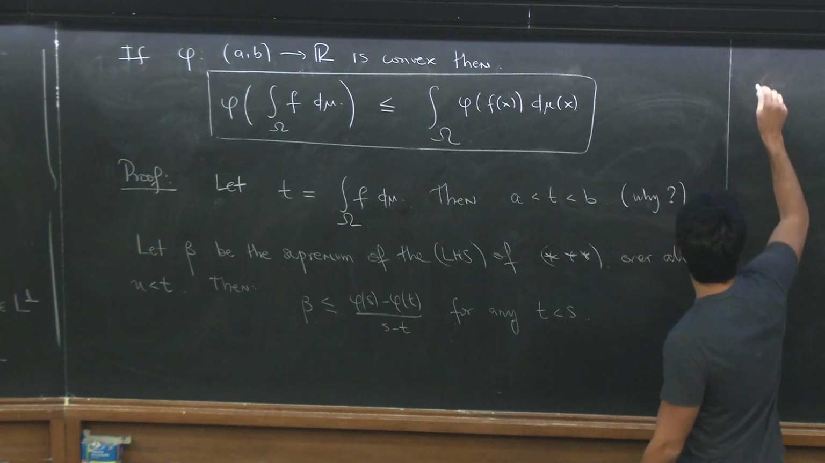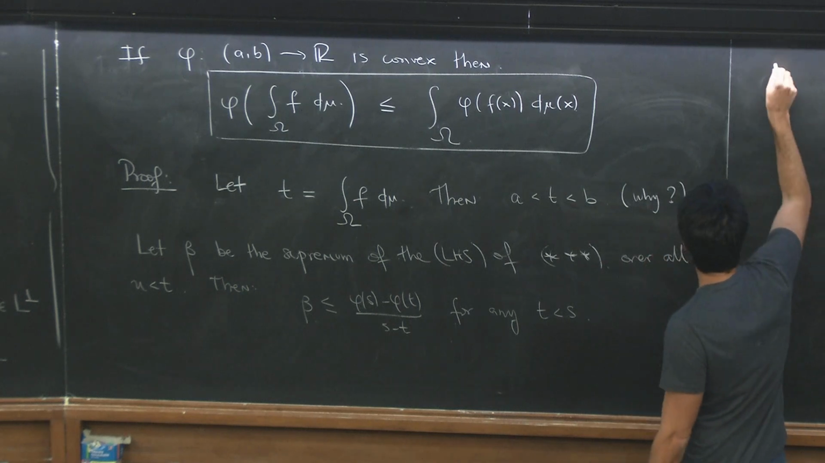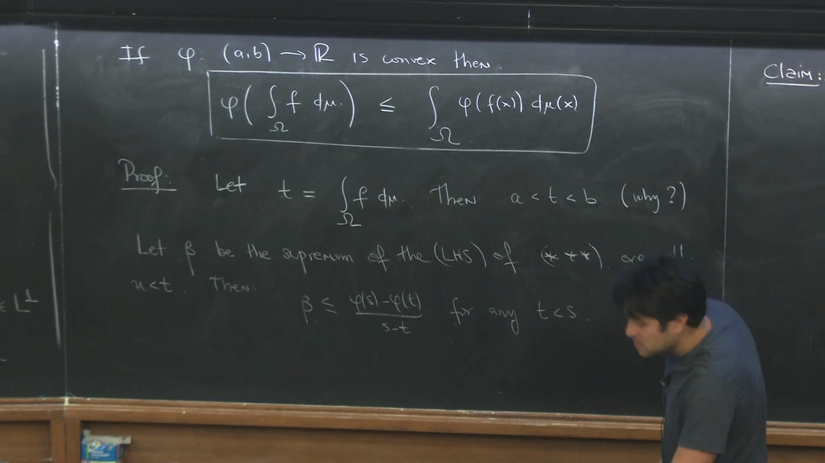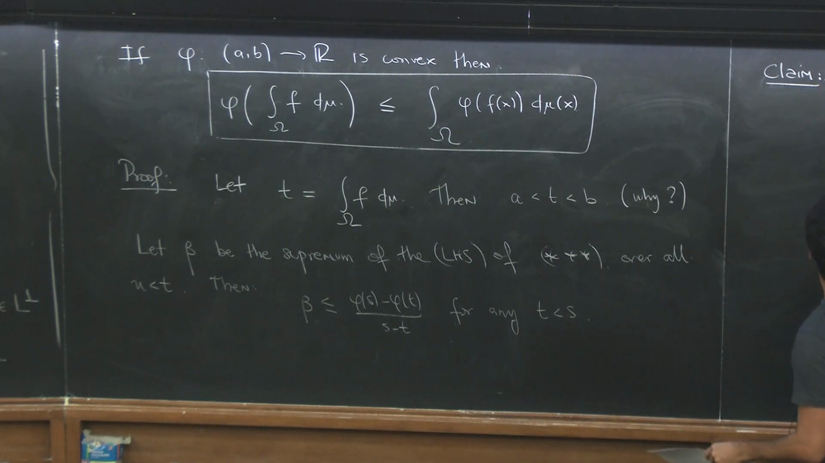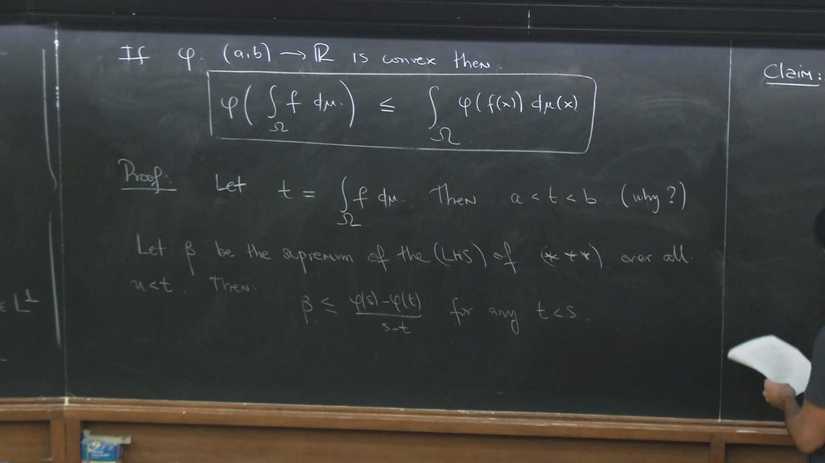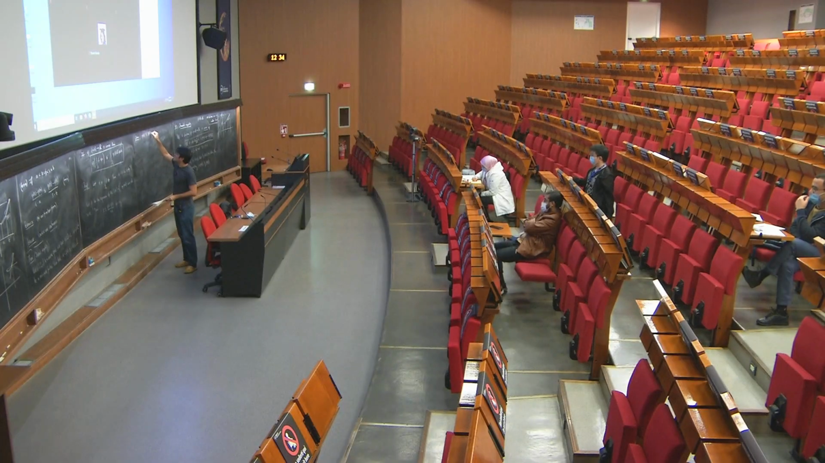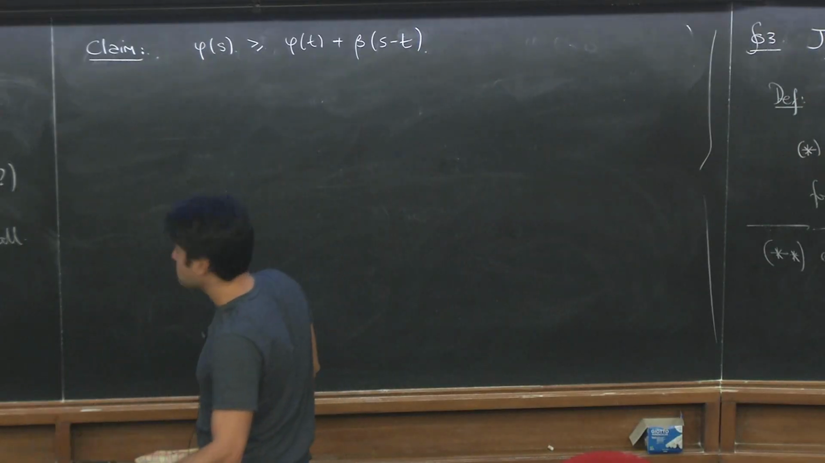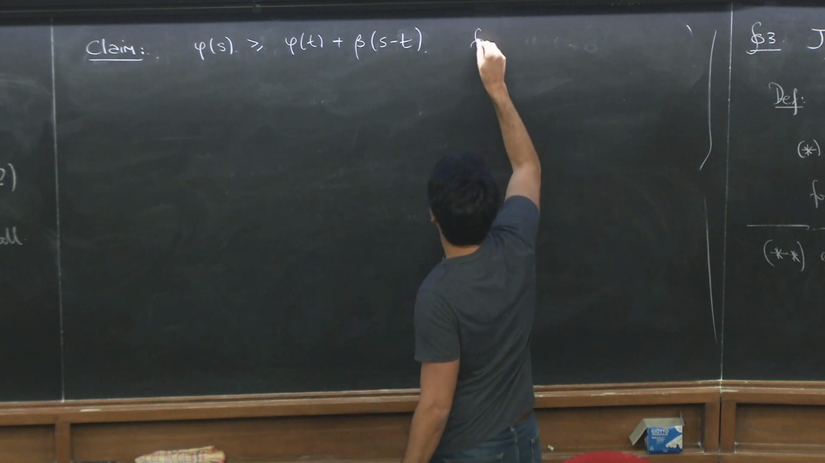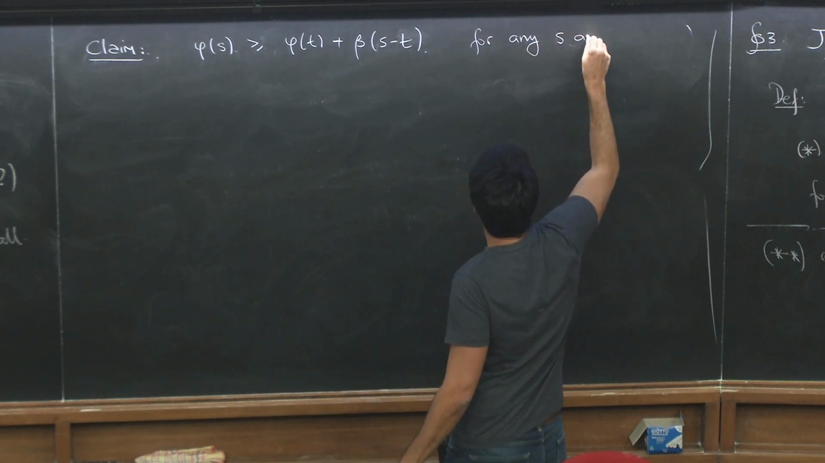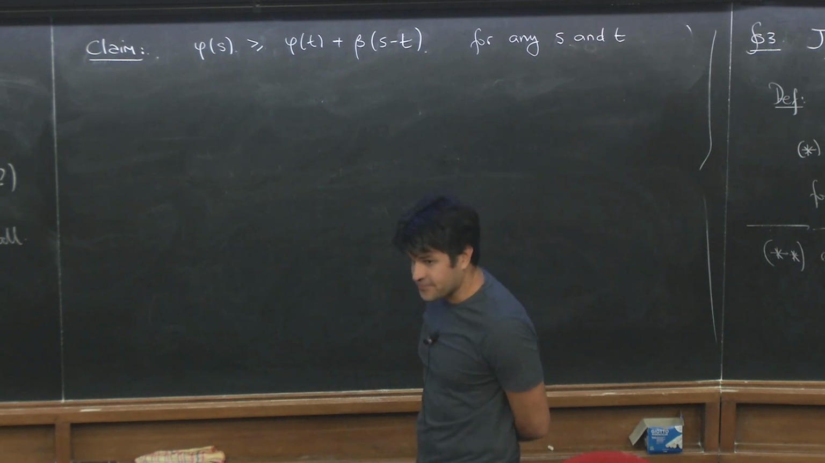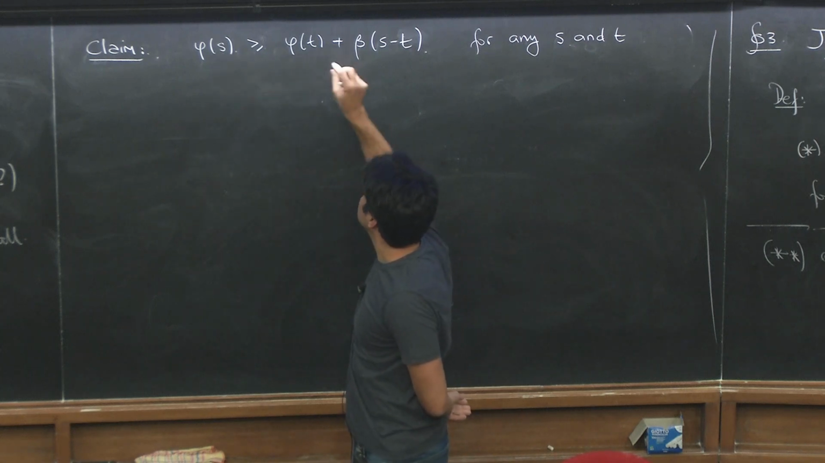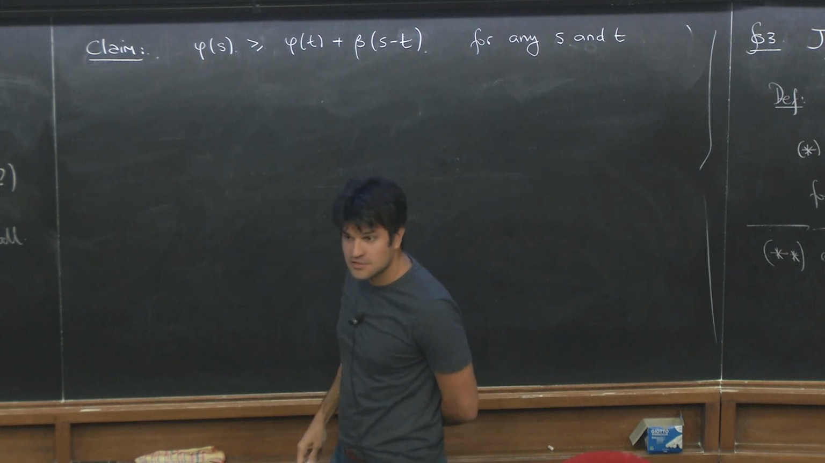Okay? And now, I claim to you the following inequality. That phi of s is bigger or equal than phi of t plus beta times s minus t. I claim that this holds for any s and t. Okay? Of course, if s is equal to t, you get 0 here, and you get phi of t equals to phi of t, so that's fine.